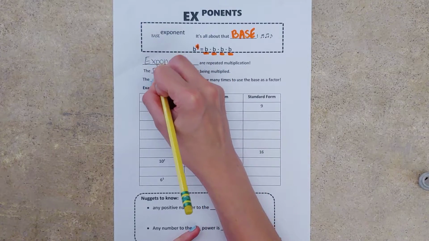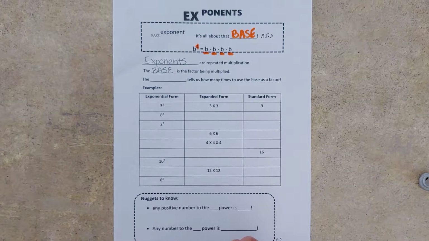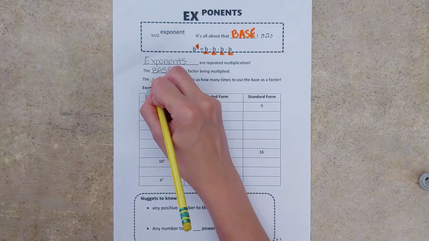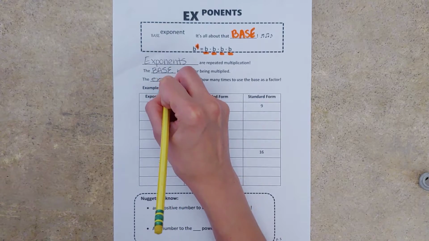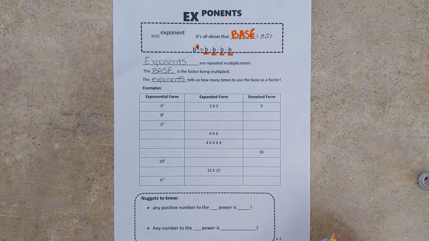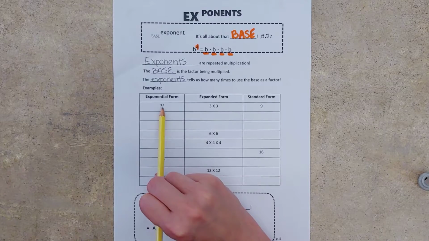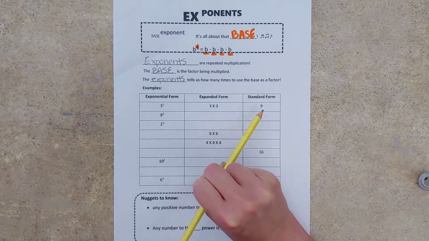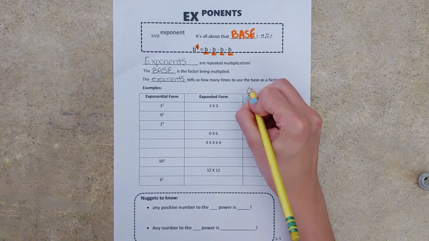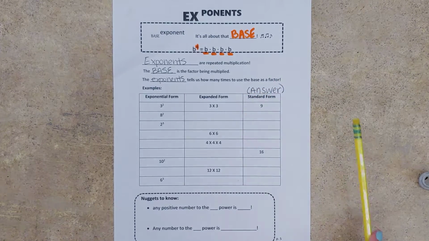All right, exponents are repeated multiplication. The base, remember, it's all about that base. The base is a factor that's being multiplied. And the exponent, it's kind of like the boss. The exponent tells us how many times to use our base as a factor. So, for example, we've got a table down here where we have exponents, we have it expanded, and then in standard form, which is really just, well, what's the answer? The final answer for that.